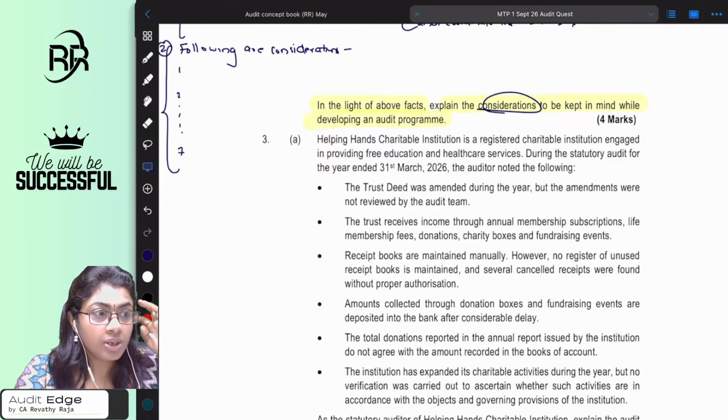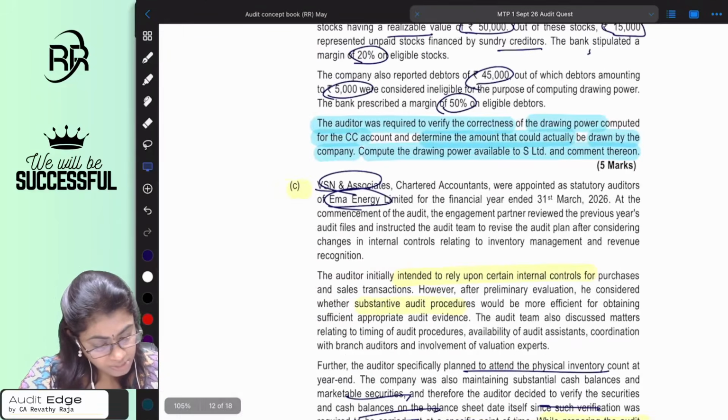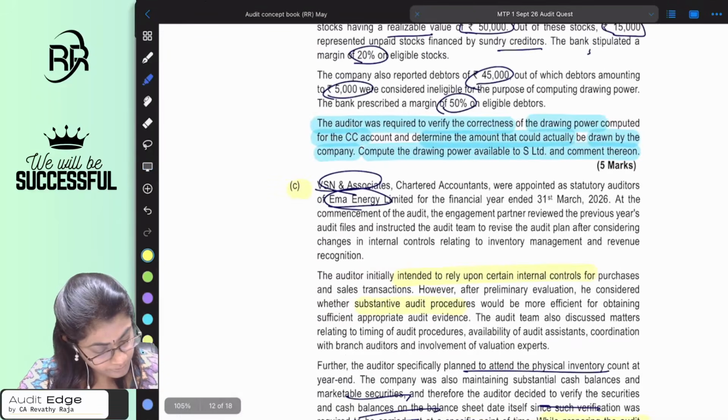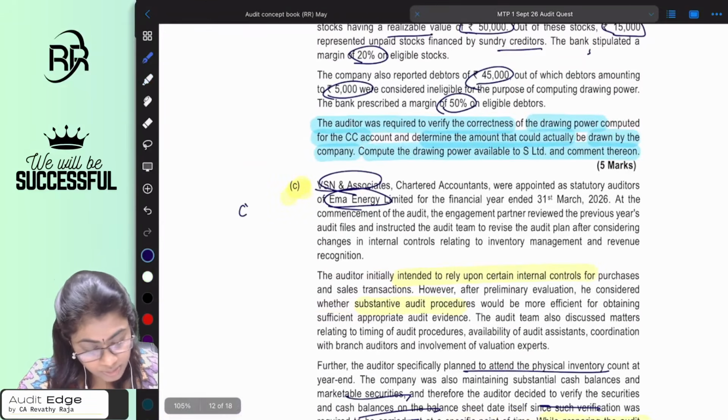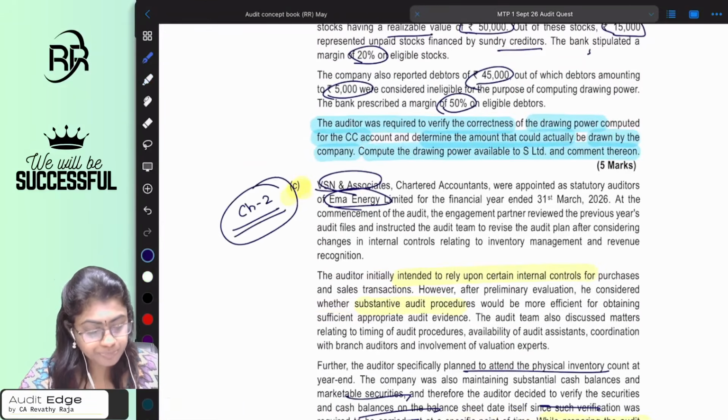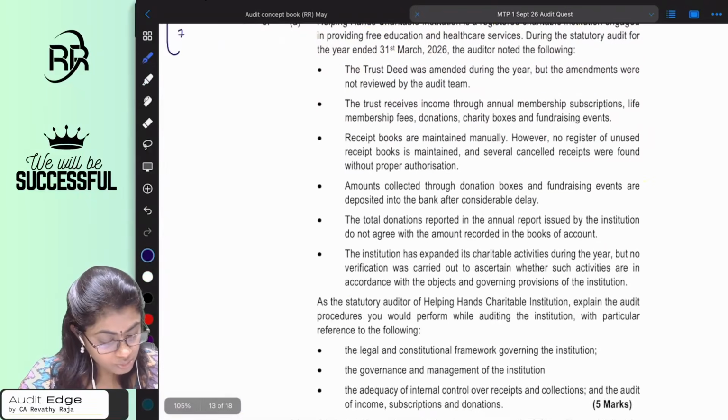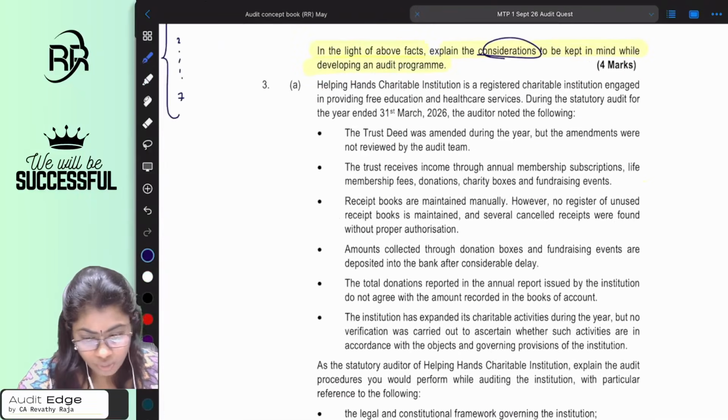Now let's proceed to the third question. This particular question is from audit program, right? So this is from chapter number 2. Now next one. Wow, the question itself is so huge.